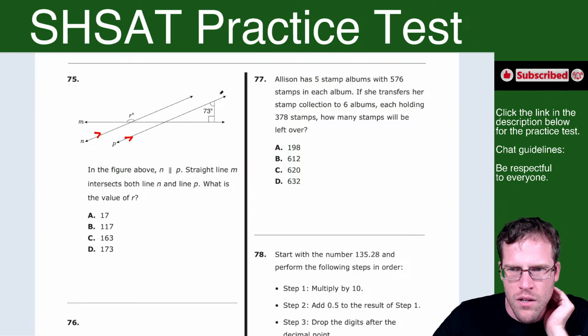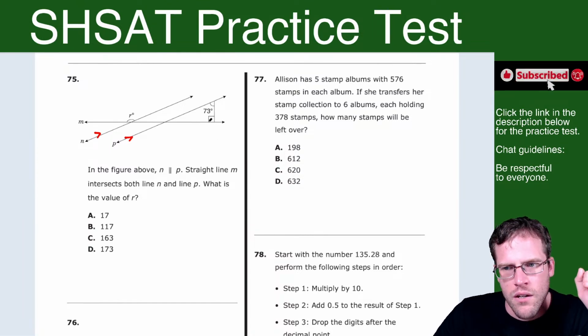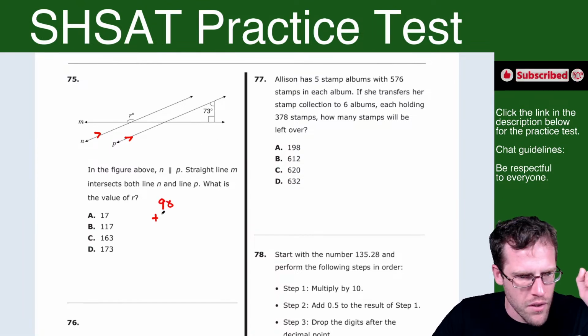All right, so let's see. How about if I go, no, that doesn't help. This helps though. In a triangle, there's 180. So far we have 90 plus 73.